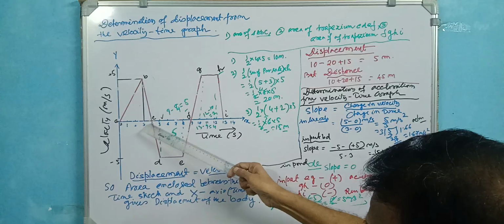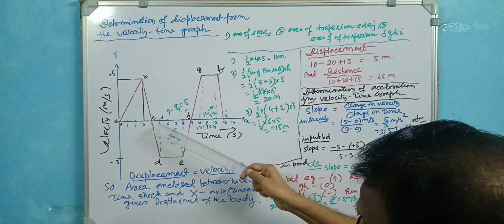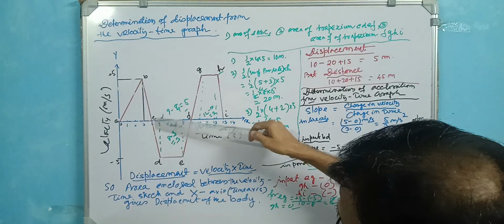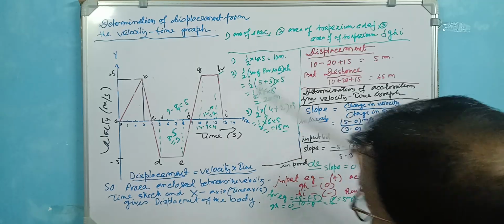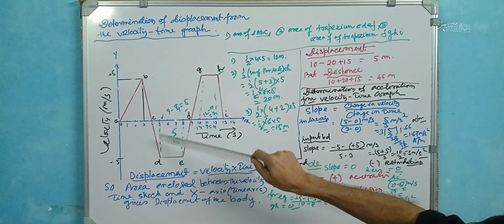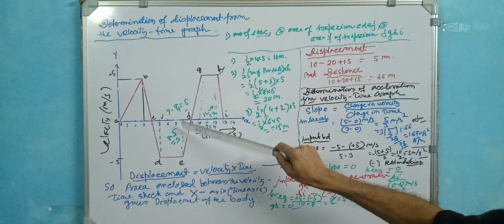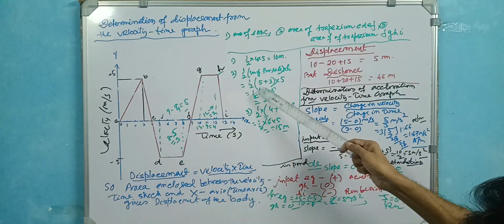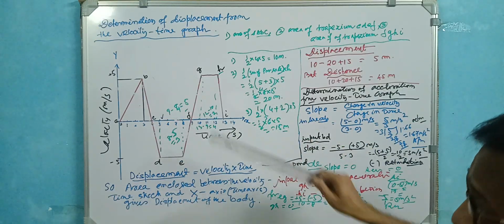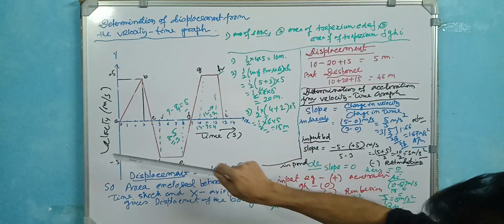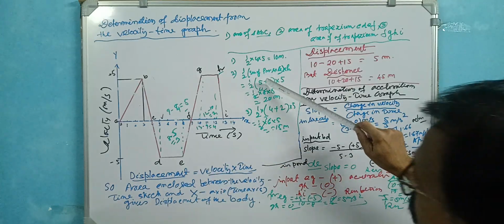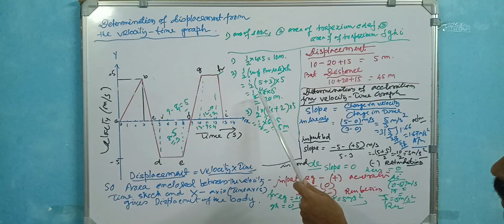This is 4, this is 9. What is the measurement? 9 minus 4, 5. And what is this? Just draw a perpendicular. This is 5 and this is 8. 8 minus 5, 3. Sum of the parallel sides you collect. Then the height is 5, because this is a 5. So 5, 8 and 5, 4 into 5, 20 meter.